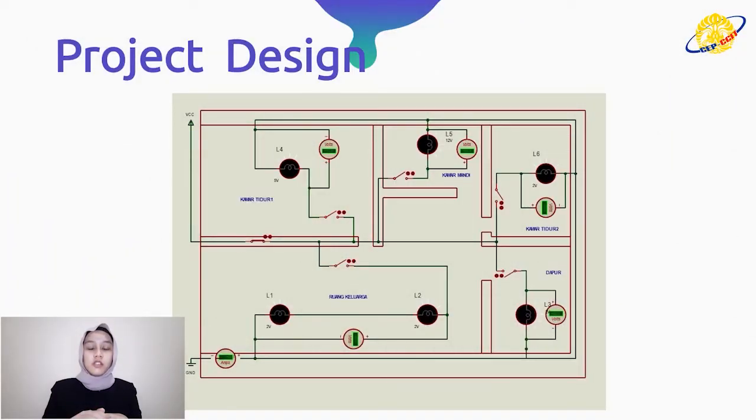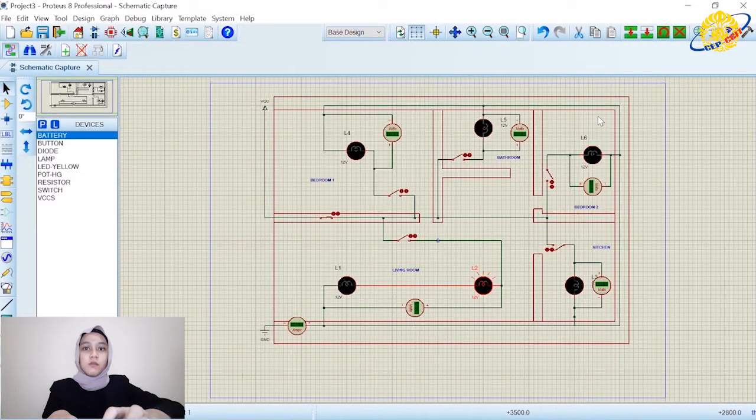Okay, I will continue the presentation. It is our project design. In this project, we make a simulation of a house lighting circuit using Proteus, and we measure direct current, or DC. The components that we use in this project are an electric light, a switch, a DC ammeter, and a voltmeter.